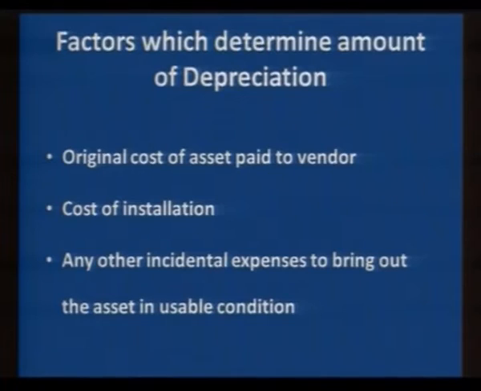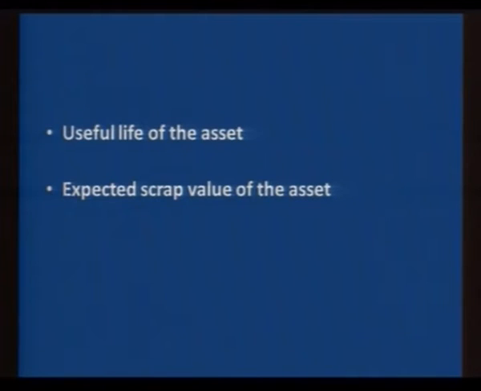Total cost of asset includes the price paid to the vendor plus all installation costs and any incidental expenses incurred to bring the asset into usable condition. So, all these costs are covered at one place. Then the useful life of the asset. When we know the total cost of the asset is 1 lakh, now you have to consider scrap value. Scrap value is the amount which you can recover at the end of the useful life. Say 1 lakh is your total cost and you can recover 20,000 at the end of the useful life. So, basically your cost is 80,000.